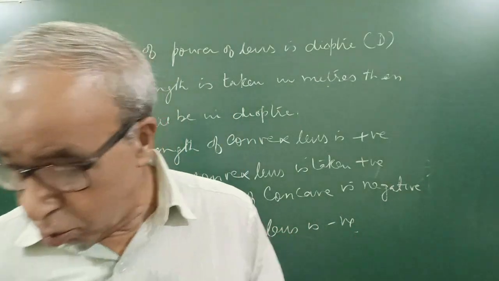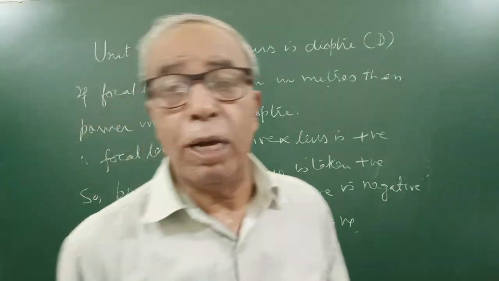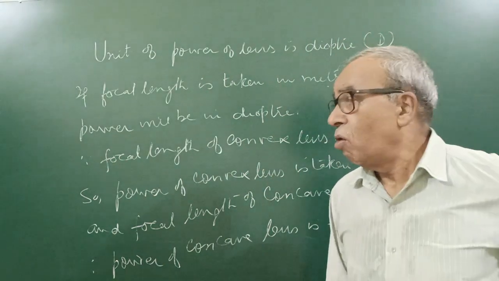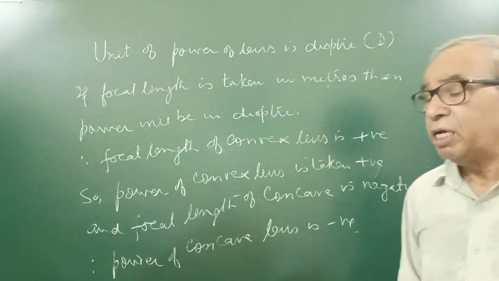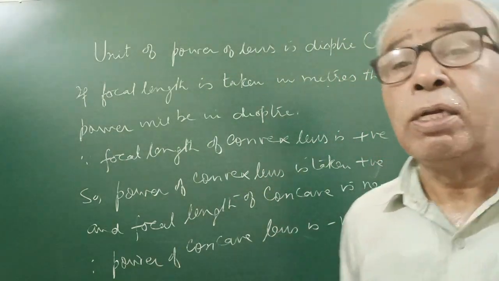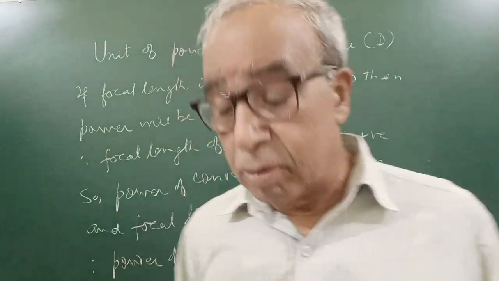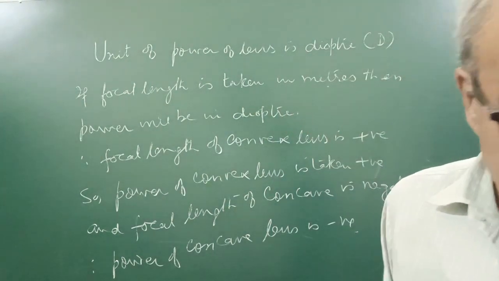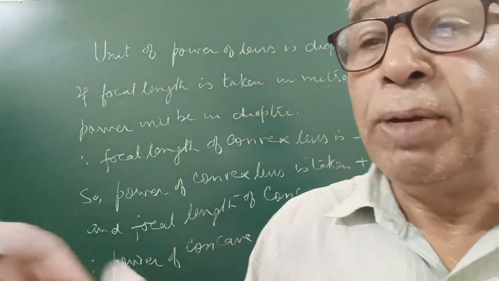So this was about refraction through a lens, and the relation of focal length with radius of curvature. Remember, focal length depends upon the radius of curvature as well as the refractive index. We will meet with the next topic.